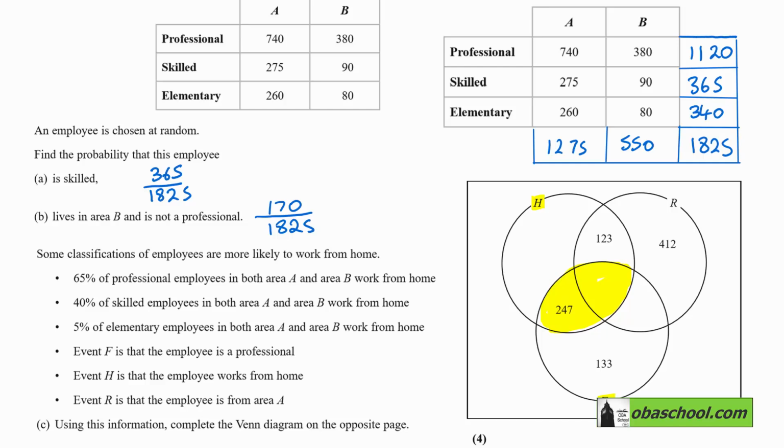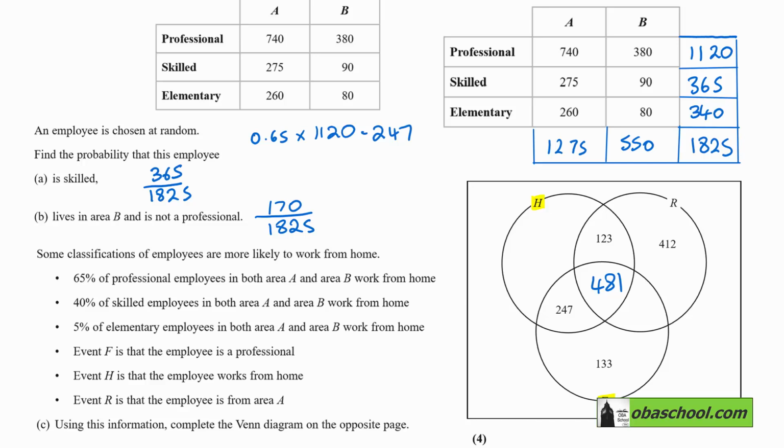So we have 1,120 employees who are professional. So if we do 0.65, 65%, times 1120, that should give us the total in the area that I've shaded yellow. But of course, we've got 247 already in there. So if we take away the 247, that gives us 481 in this middle section.